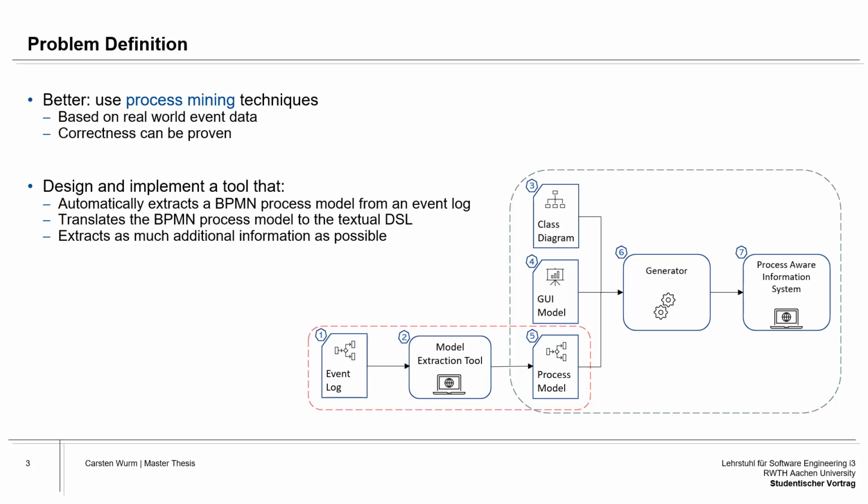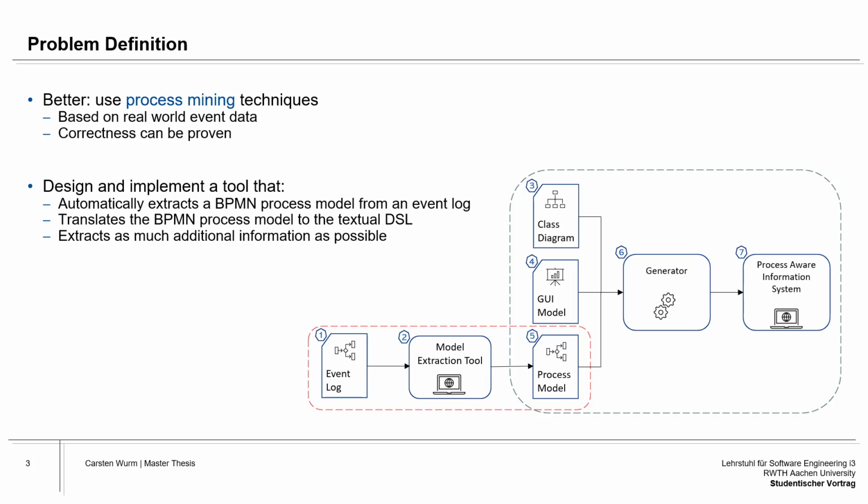I then implemented a tool represented by this red dashed area, which uses discovery techniques from process mining to first of all automatically extract a BPMN process model from the event log, and then automatically translate that BPMN process model into the textual domain-specific language that MontyGem can work with.